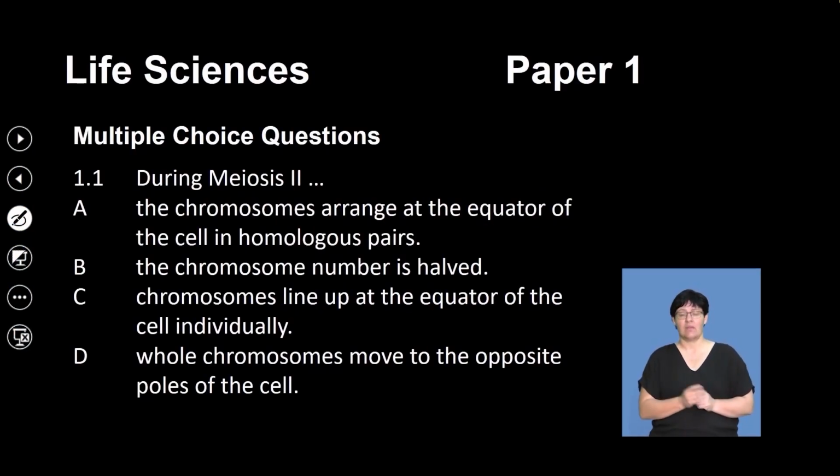So the question we're looking at is, during meiosis II, the chromosomes: A, arrange themselves at the equator of the cell in homologous pairs. B, the chromosome number is halved. C, the chromosomes line up at the equator of the cell individually. Or D, the whole chromosomes move to the opposite poles of the cell.